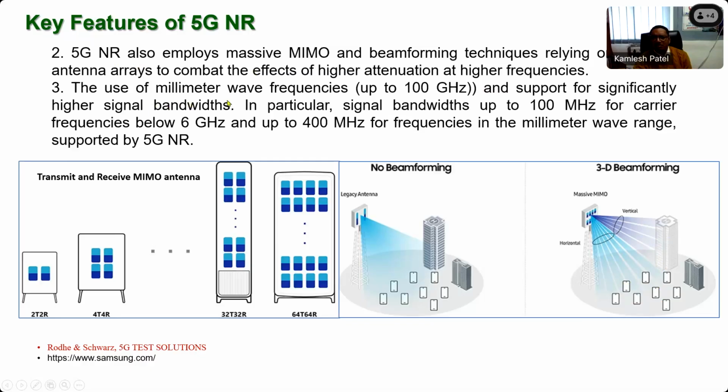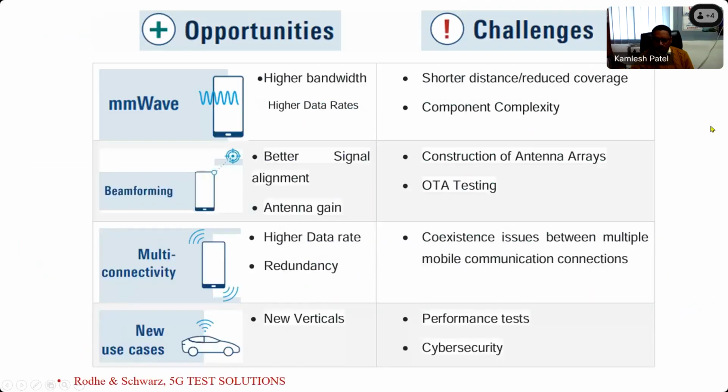The third one is the use of millimeter wave frequencies. That means 100 gigahertz signals we can use, but that is for some other applications. There are two different wave bands: one is frequency below 6 gigahertz, and the other is higher than 100 gigahertz. There are good opportunities offered by 5G technology: it offers a high bandwidth, and higher bandwidth means high data rate.